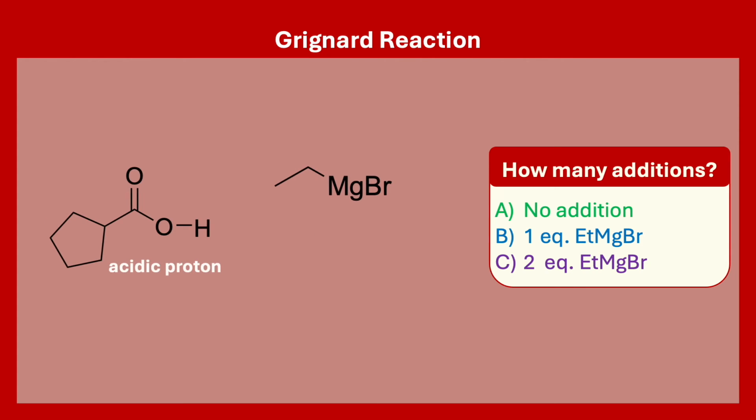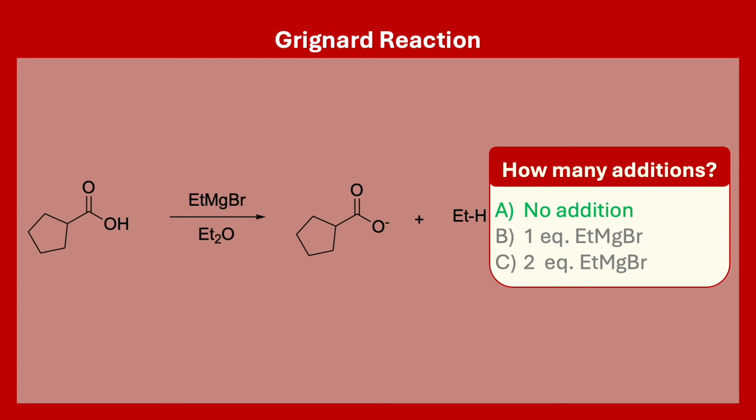As above with the ethanol, the carboxylic acid unit contains an acidic proton. This hydrogen would protonate the Grignard reagent, preventing the desired reaction from occurring. This slide shows the final product for this reaction.